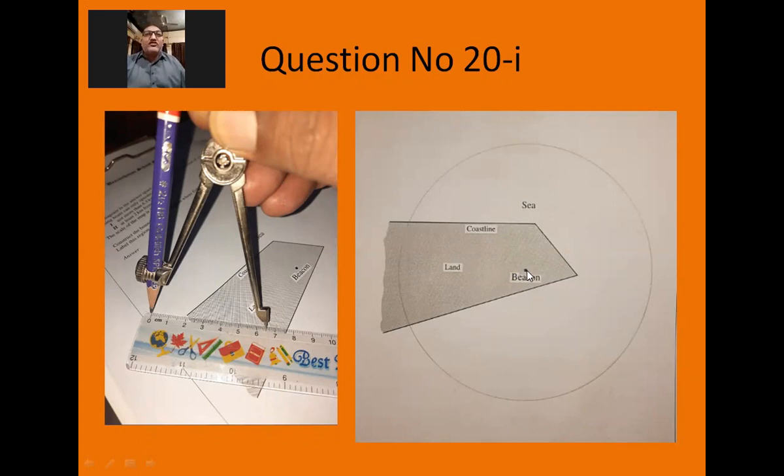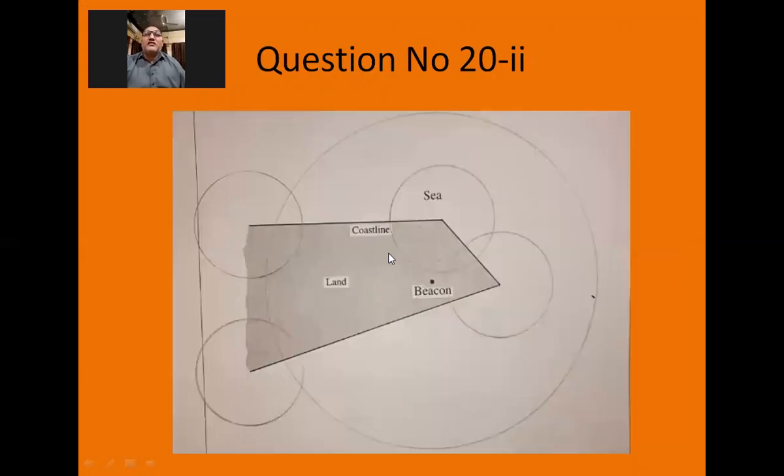Put the needle of the compass here. The compass should be 6.5 centimeters open, and then I draw this circle. Then they say 2 kilometers, basically according to the scale, it will be 2 centimeters on the diagram. So we have to remain at least 2 kilometers from the coastline. At least 2 kilometers means 2 kilometers and more than 2 kilometers.